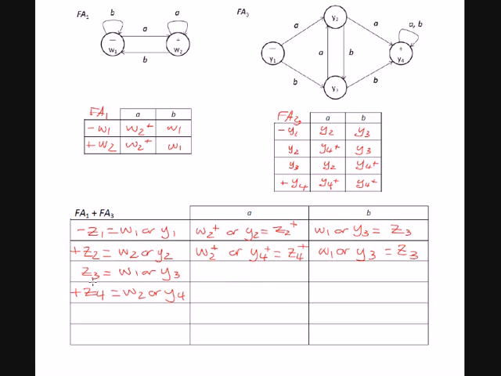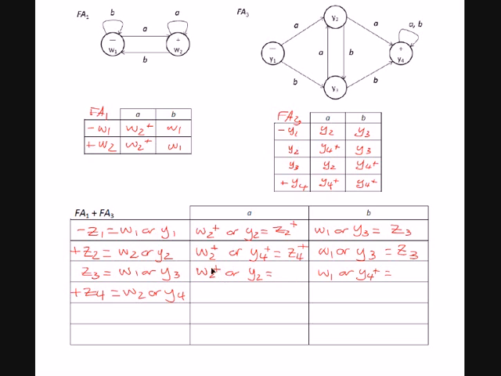Now let's remove the next row. W1, read an A. W1 reading an A gives me W2, which is an end state. Y3 reading an A is Y2. W1 and read a B. W1 and a B takes me to W1. Y3 and read a B. Y3 and a B takes me to Y4, which is an end state.